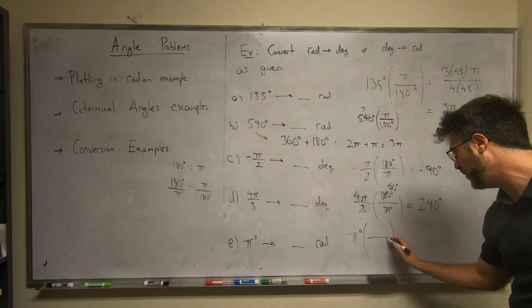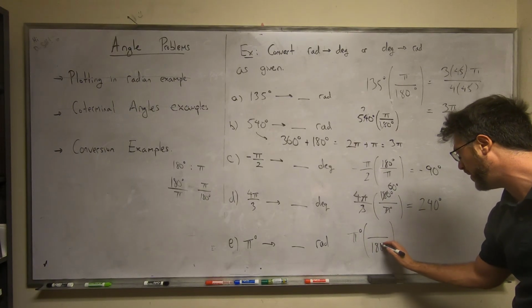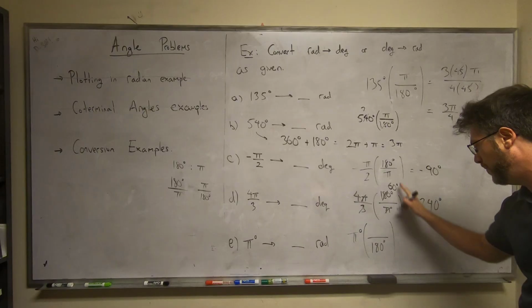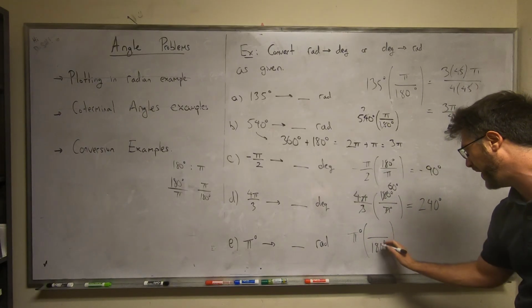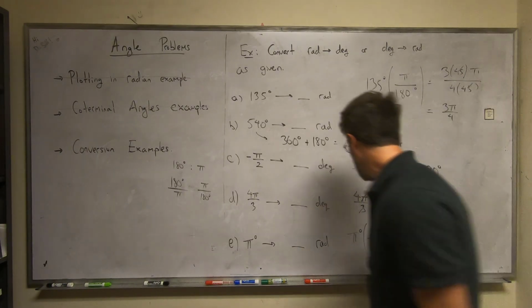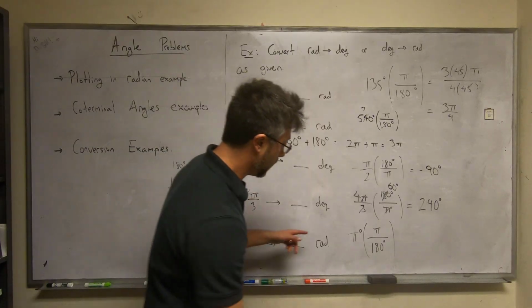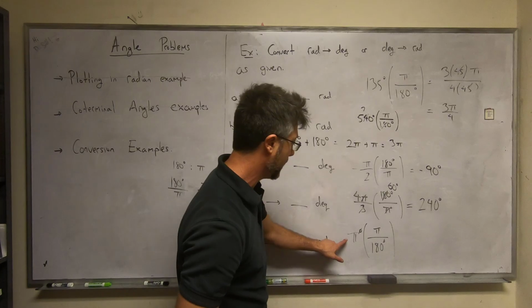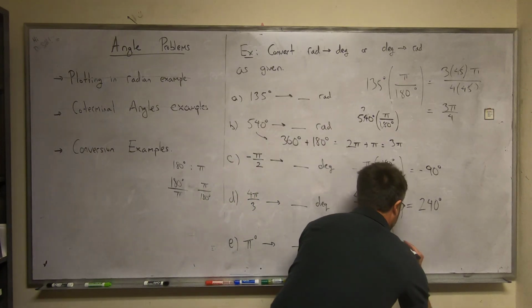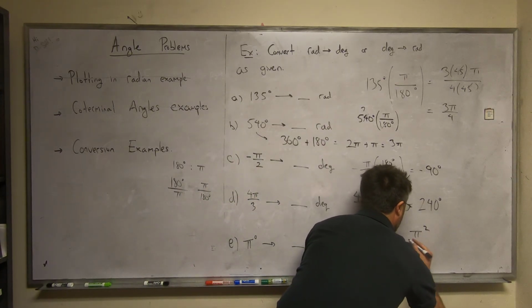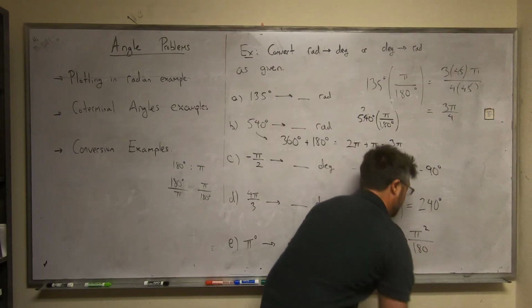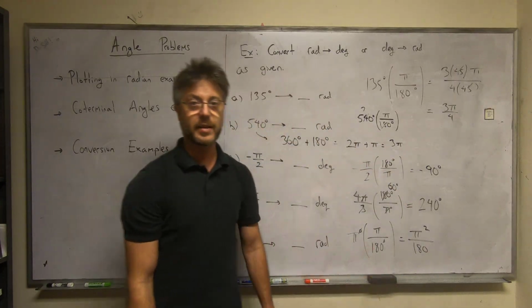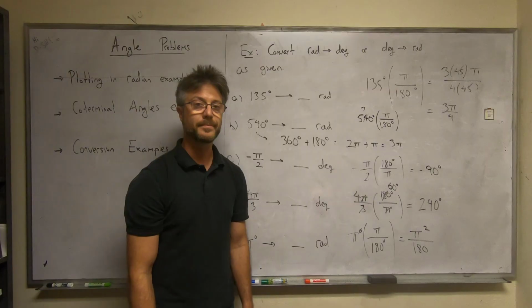If degree is in the numerator, we don't want to multiply it like we did in the last 2. We want to have the degrees cancel, so we need to multiply by pi over 180. So the only thing that goes away is the symbol for degrees. Pi times pi is pi squared, and 180 is stuck below, and there is an angle in the radian system.